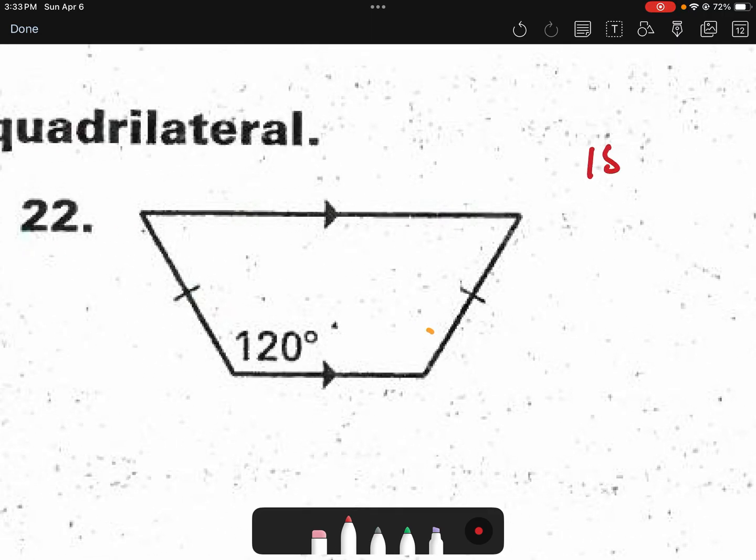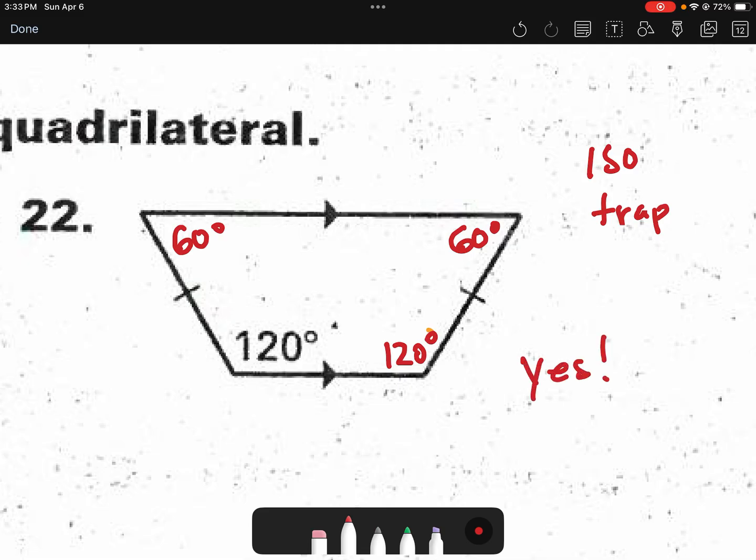Number 22, you have an isosceles trapezoid. Now, the things you know about isosceles trapezoids is their base angles are the same in both pairs. And the leg angles, I guess, if you will, are supplementary. So look at your opposite angles. Are they supplementary? Yes.